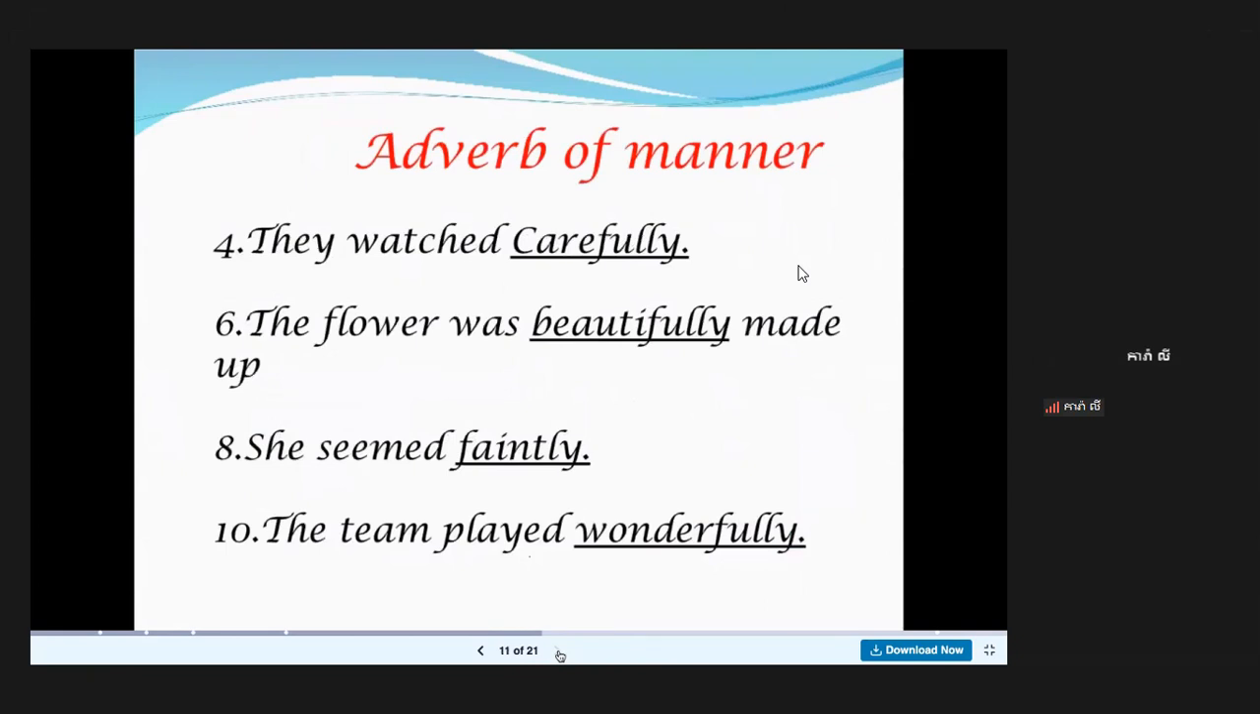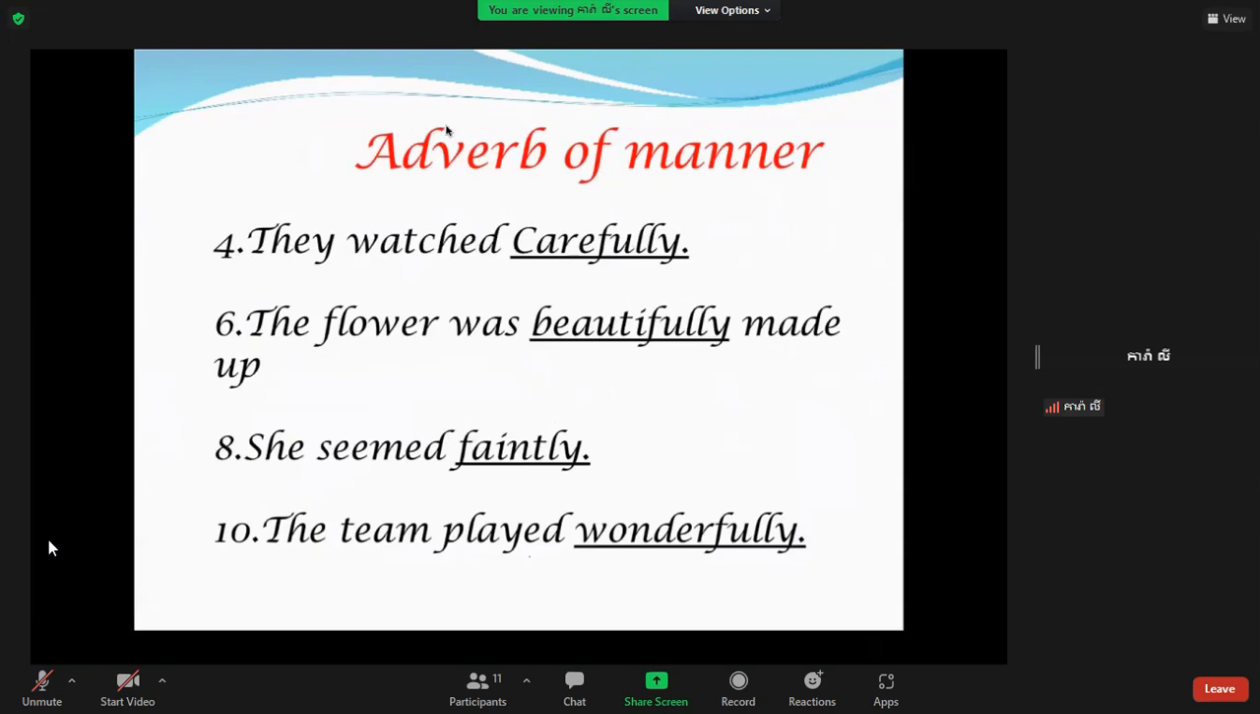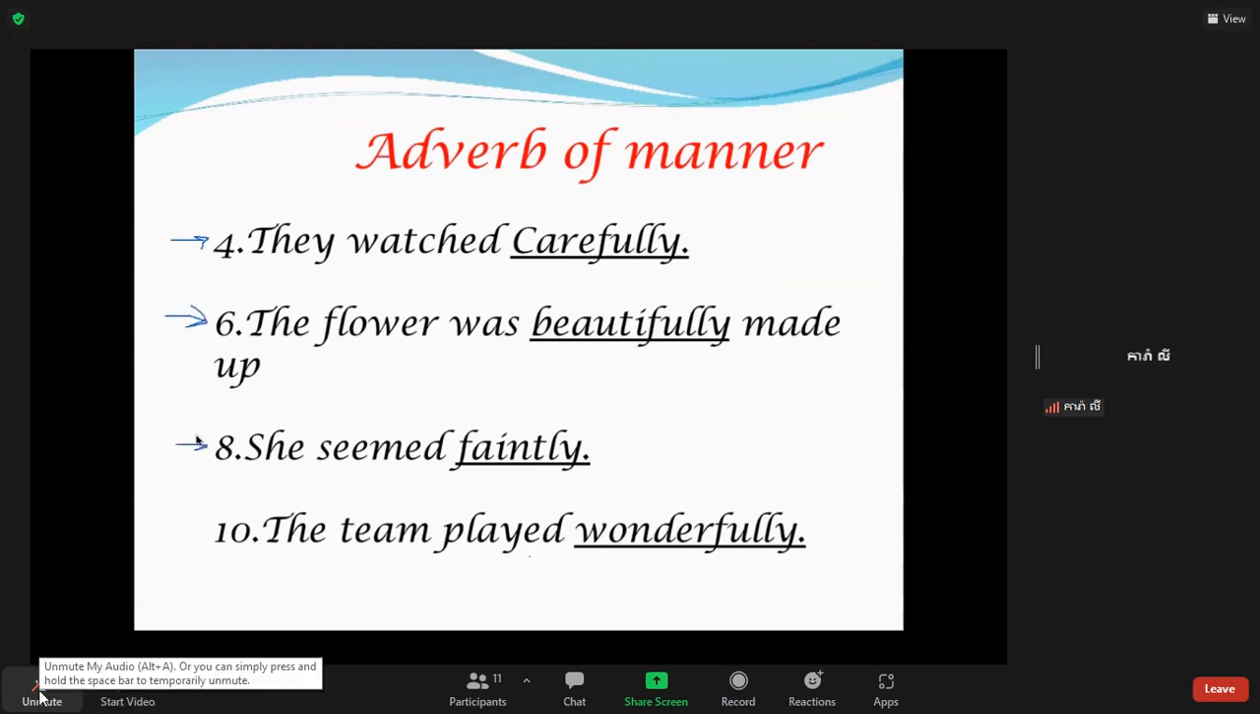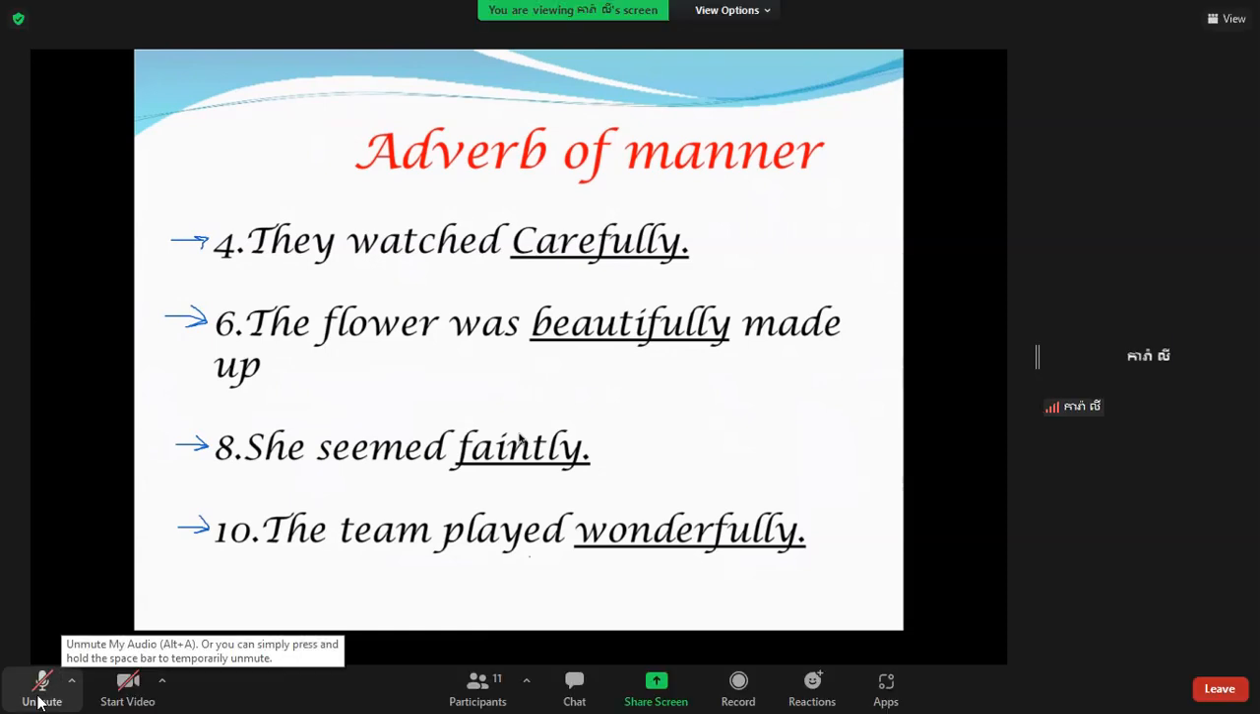So here we have adverbs of manner, 4, 6, 8, and 10. Can I have 4 volunteers to read these examples? Me? Thank you. They watched carefully. Great. Good. The flower was beautifully made up. Excellent.